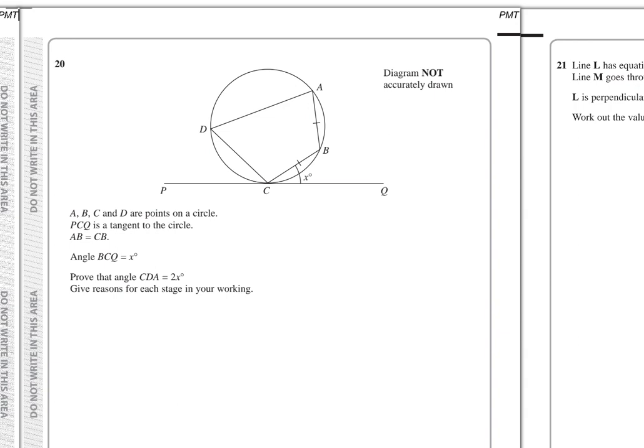Now if you join AC, the angle between the tangent and chord, angle BCQ, equals the circumference angle from the other side, so this angle equals x. This is the alternate segment theorem, so you can write that angle CAB equals angle BCQ equals x, alternate segment theorem.